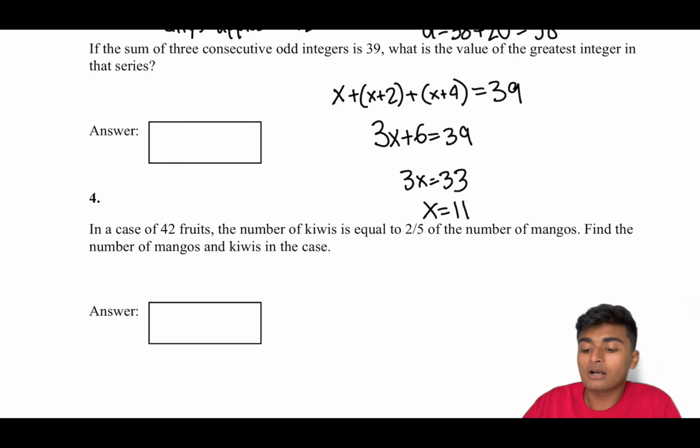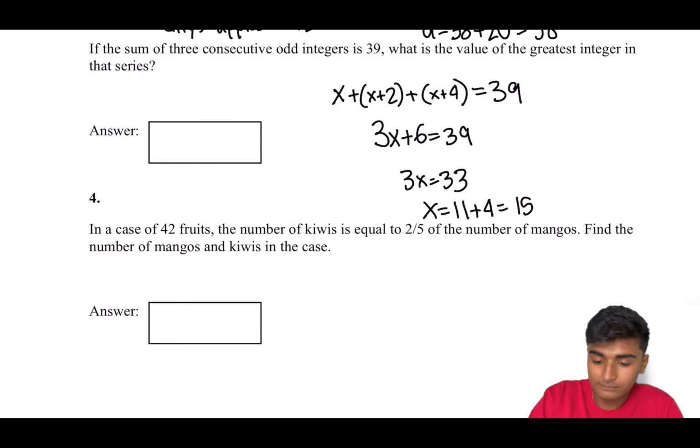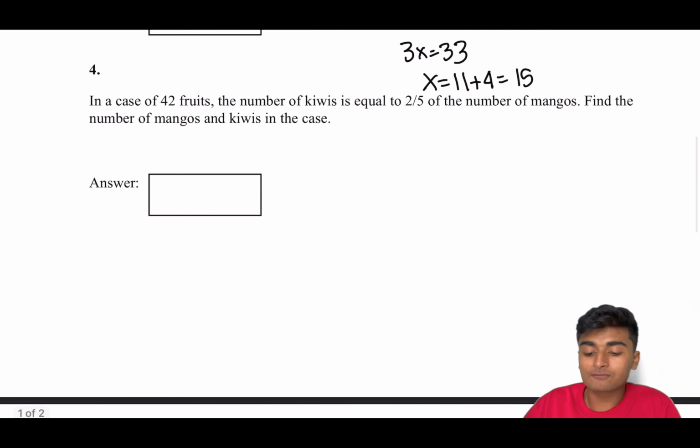But you got to remember again that x equaling 11 is actually the first odd integer, and they want the greatest integer. So if you think about it logically, you can add 4 for our third integer, which would give us 15 as our greatest odd integer in the series. Now on to question 4. In a case of 42 fruits, the number of kiwis is equal to 2/5 the number of mangoes. So find the number of mangoes and kiwis in the case.